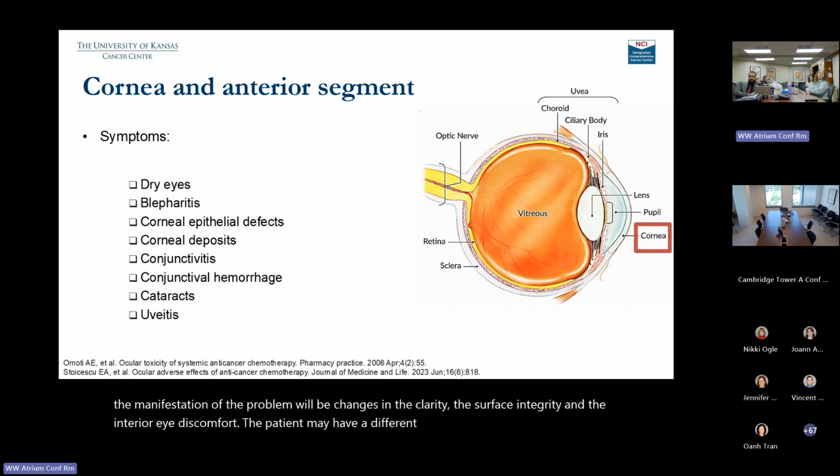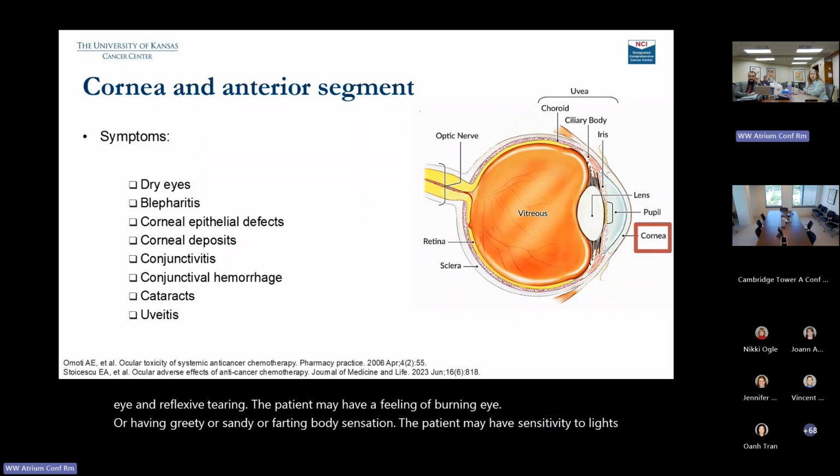The very important one is dry eye and reflexive tearing. The patient may have a feeling of burning eye, or a gritty, sandy, or foreign body sensation. The patient may have sensitivity to light, which we finally see as blurred vision.